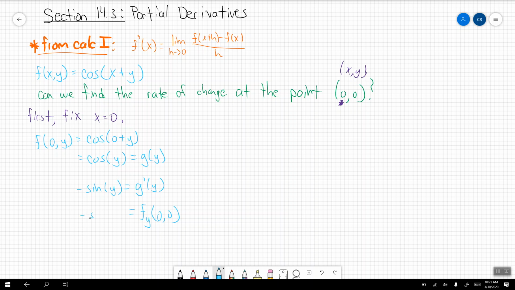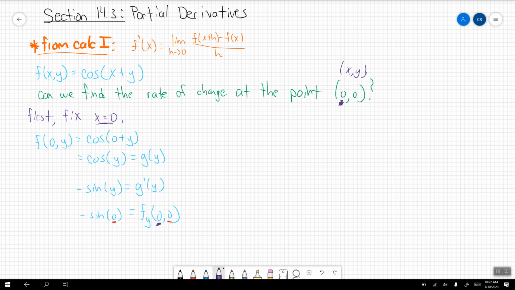This will be negative sine of 0, because again, we're inputting that y is equal to 0. So y is 0, that means this y was 0. And then from before, remember this 0, x is 0. That means x was equal to 0 here. Which means this is our derivative, at least in one direction.